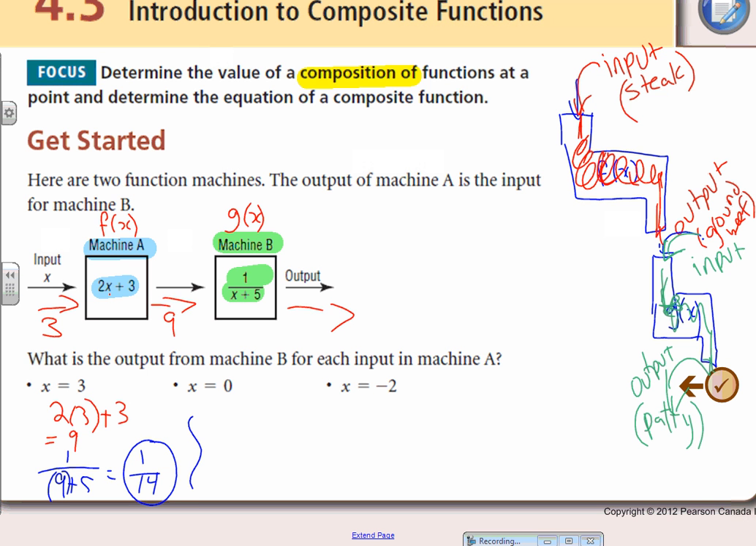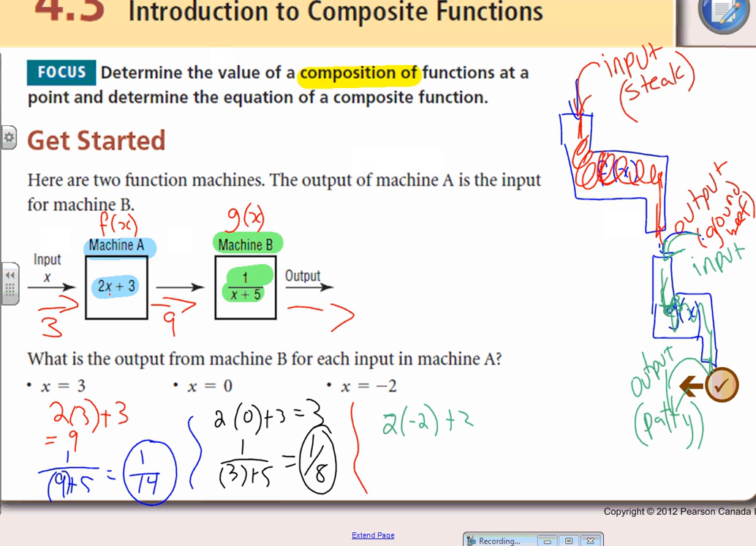And then we do the same thing with the 0, starting right through the beginning, and the negative 2. So 2 times 0 plus 3, which gives us 3. And then we turn around and x becomes 3. We plug it into 1 over 3 plus 5, so we get 1/8. And last one, negative 2. Chuck that one in to begin with. We've got 2 times negative 2 plus 3, which is going to give us negative 1. Goes into the second machine, second equation, 1 over negative 1 plus 5, which is 1/4.